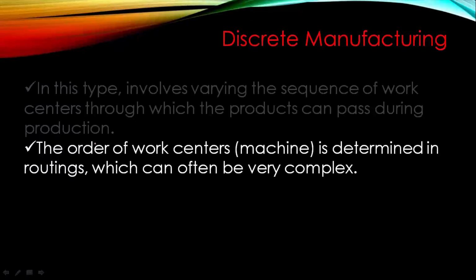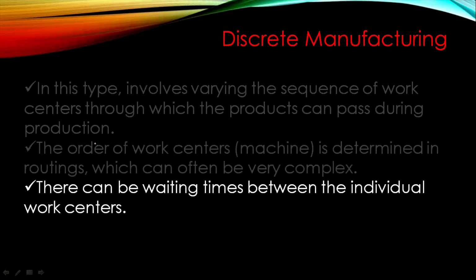The order of the work centers or machines is determined in the routing, which can often be very complex. We'll create all that data in routing. Routing is master data. We'll talk about routing later on, but we'll define in a master data known as routing that a product will pass through these machines. Routing defines which machines the product goes through, in what sequence, and all that. Again, we'll discuss them later in detail.